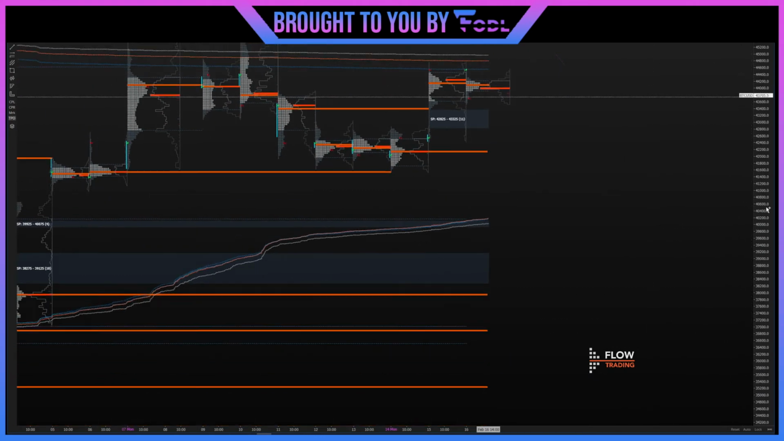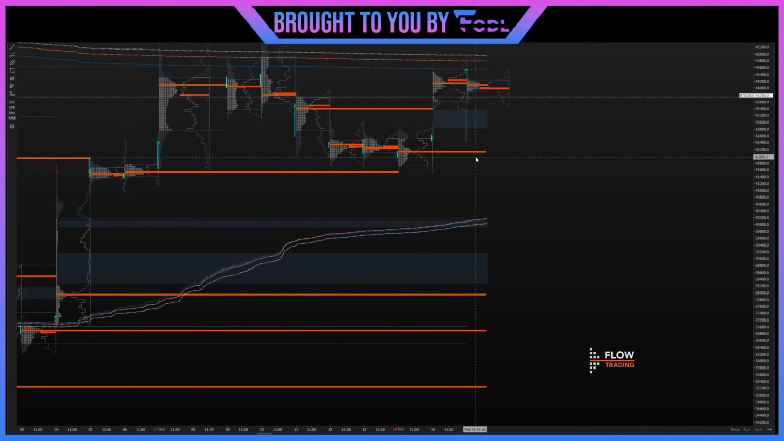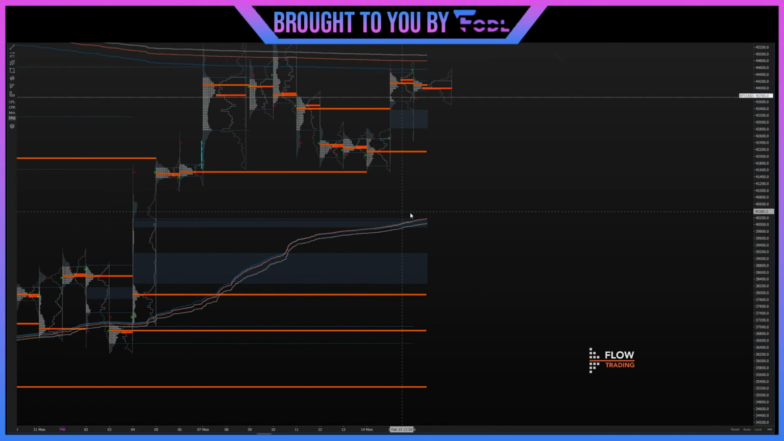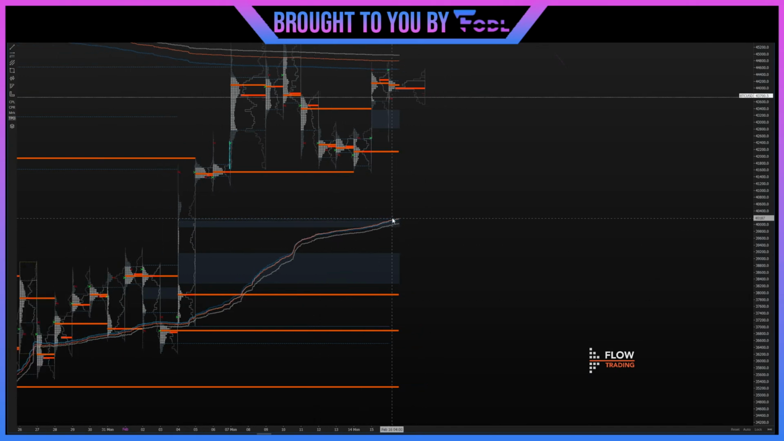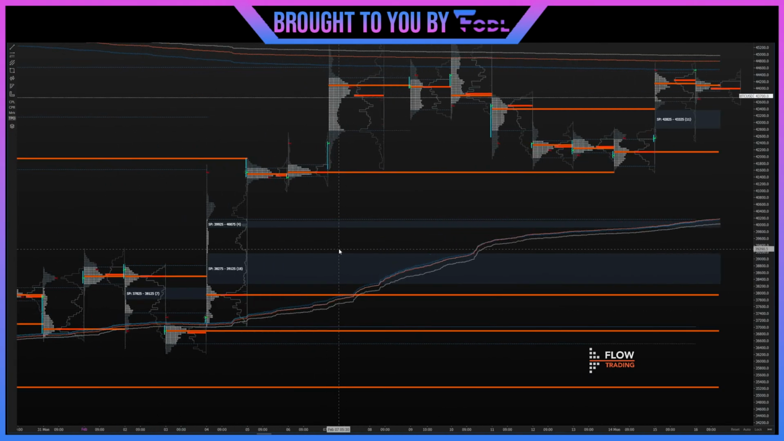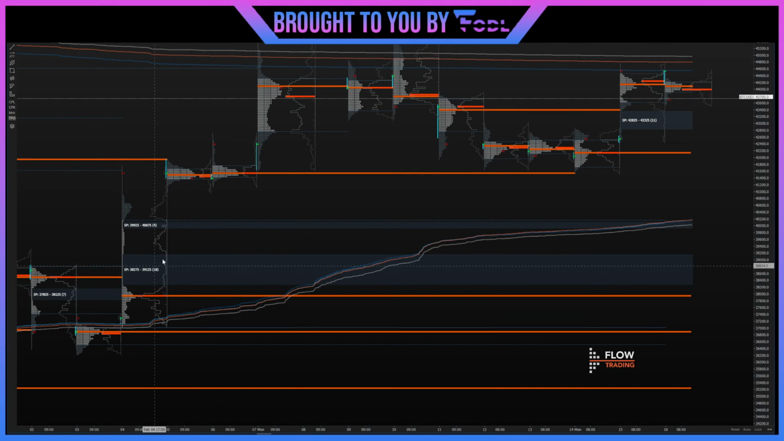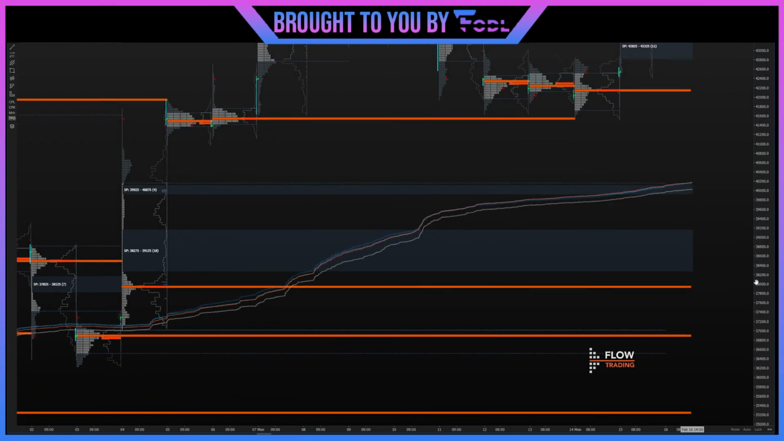And you can see here that first point of control around about 42,100. Okay, and then we've got an anchored view up from the lows that just seems to have perfect confluence with the first of the single prints. Okay, so it's also a value area high there, but the first of the single prints is sitting at around $40,000, and then we've got some more single prints down here between $38,000 and $39,000. Okay, these are the levels of interest for me.